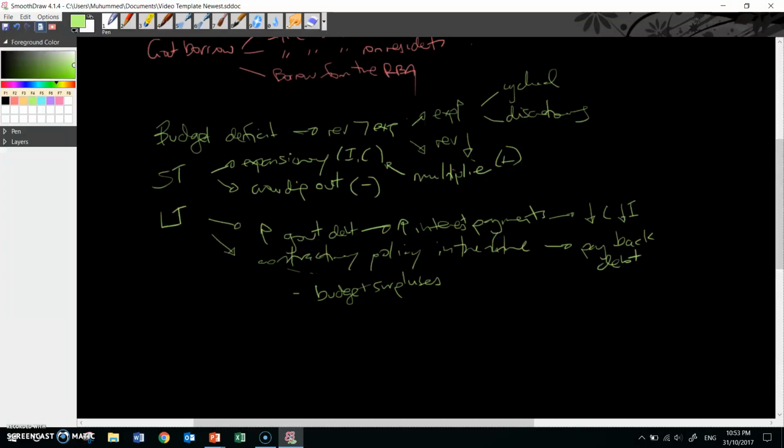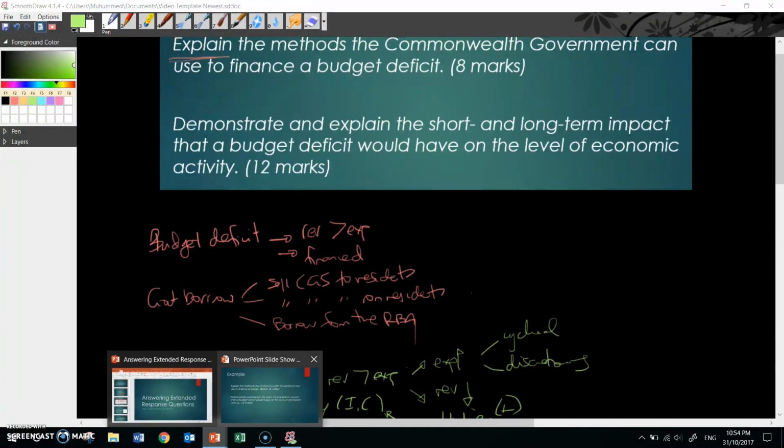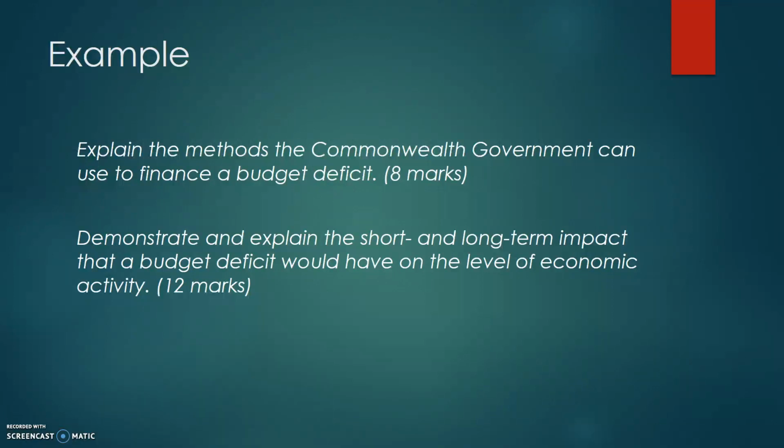And we know that we also need to use the AD-AS model, so I'd probably quickly do an AD-AS model. Short term AD would go up, long term AD would go down. That's pretty much it. And then I would put this in front of me while I am writing to ensure that I remember everything that I want to write down. Cool. All right, so that's an example of how I would plan for this question.